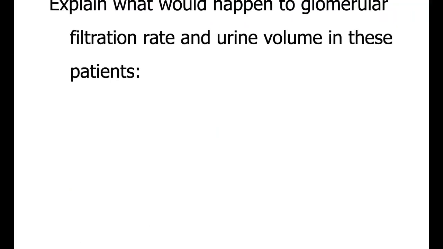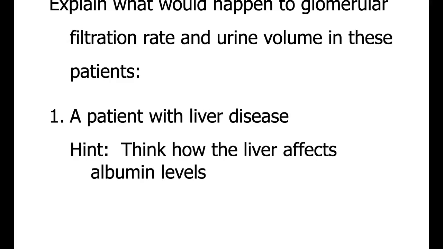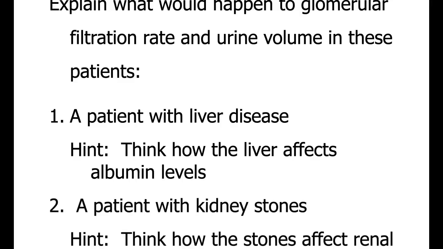Okay. So now, a question. Explain what would happen to glomerular filtration rate, GFR, and urine volume in the following patients. First is someone with liver disease. I want you to think about how the liver affects albumin levels and then what albumin might be doing. Remember, albumin's really, really big. That should give you a hint. Second is a patient with kidney stones. We talked about that a little bit when we did that calculation. So think about how the stones are affecting renal tubules and what that would mean for someone's GFR and their urine volume. Okay. Once you've thought about those, come talk to me. We can talk through the answers.